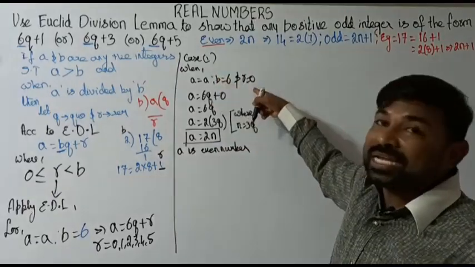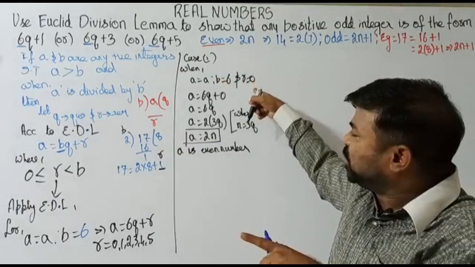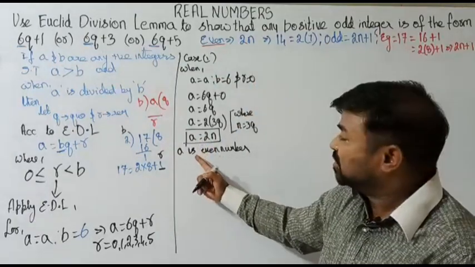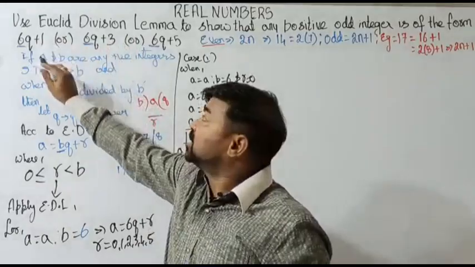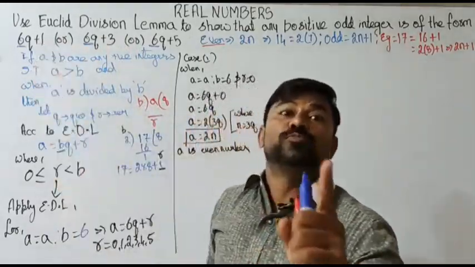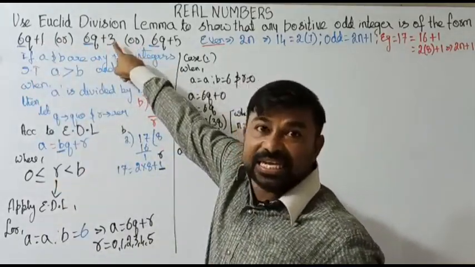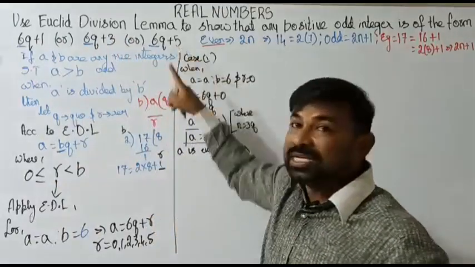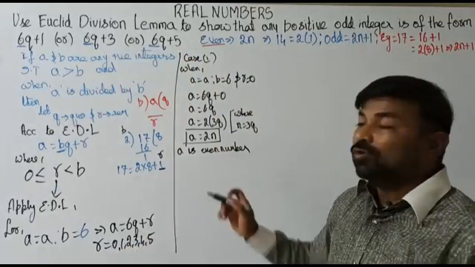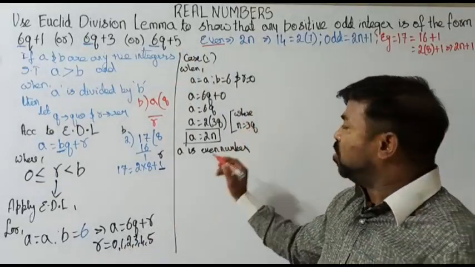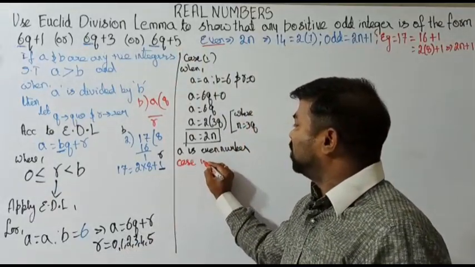When the remainder is 0, a is in the form of an even number. But what are the conditions he says? When the remainder is 1, it should be odd. When the remainder is 3, it should be odd. When the remainder is 5, it should be odd. That is what it is proving. Now for the remainder 0, we got an even number. Now case 2, we are going for case 2.